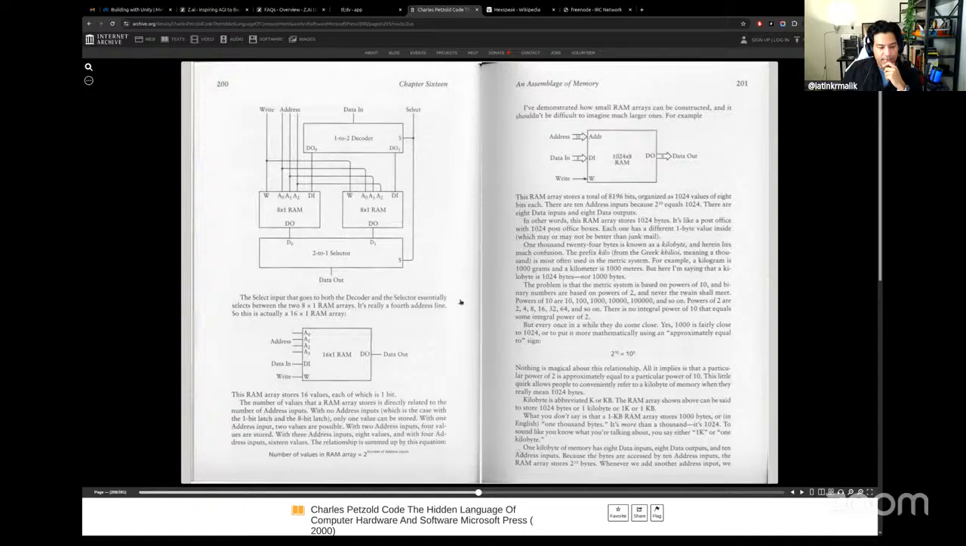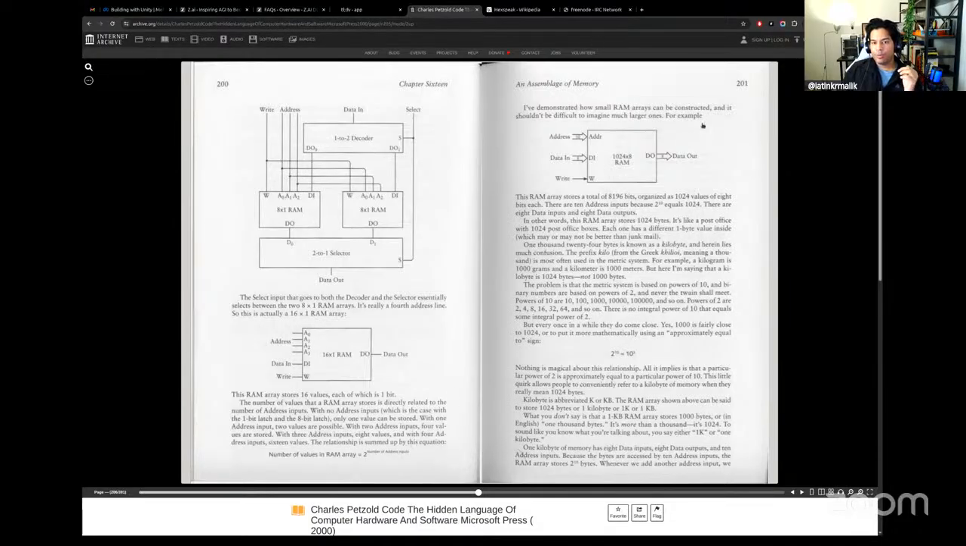The number of values that a RAM array stores is directly related to the address inputs. With no address inputs, which is the case with the 1-bit latch and the 8-bit latch, only one value can be stored. With one address input, two values are possible because this can either be 0 or 1. With two address inputs, four values are stored. With three address inputs, it becomes 2 raised to the power 3, so 8 values, and with four, it becomes 16. So the relationship is summed up by this equation: the number of values in a RAM array is 2 raised to the power of the number of address inputs.